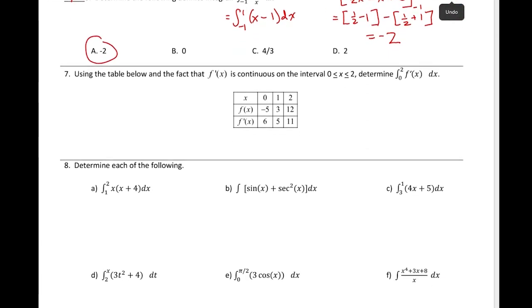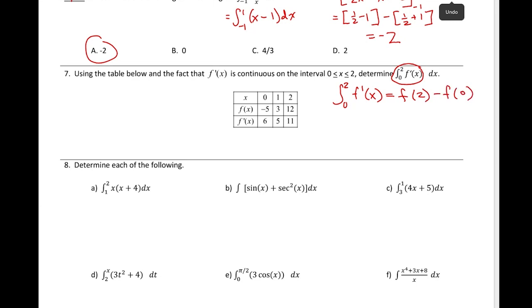Number 7 says, using the table below and the fact that f prime is continuous on the interval 0 to 2, determine the integral from 0 to 2 of f prime x. So we have our good old fundamental theorem of calculus that tells us that the value of this is going to equal the antiderivative of f prime, which is just f, evaluated at 2 minus f evaluated at 0.